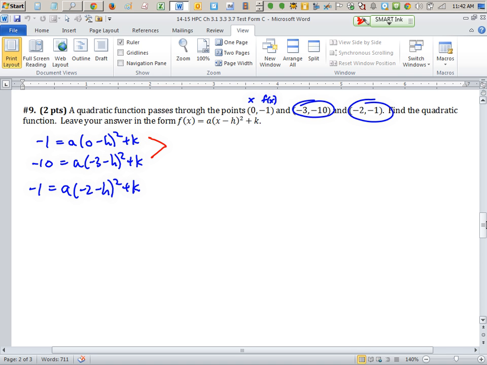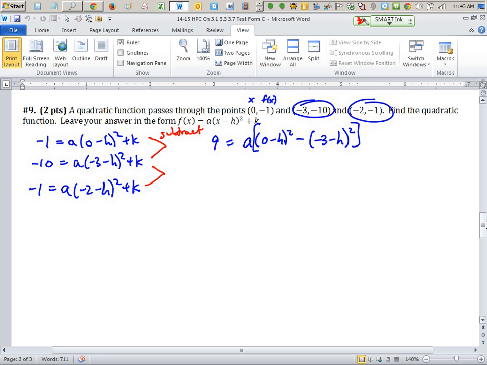So let's subtract these first two equations. We'll subtract them, and k will drop out. That's good. So we have basically -1 take away -10. So that's like adding 10. So this side is going to be -1 plus 10, so that's 9. And then you're just going to have all this garbage. The k is now gone. All right, so we have basically 9 equals a times (0 minus h) squared minus a times (-3 minus h) squared. But they both had an a, so I'm going to pop that out like that. So I keep the a on the outside.